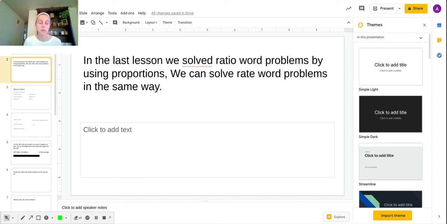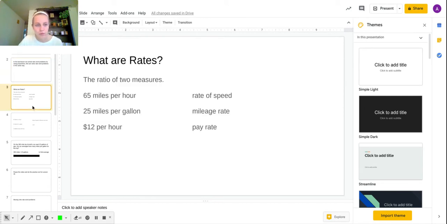We can solve rate word problems in the same way. But first, what are rates? A rate is the ratio of two measures, okay? In ratios, we always have two different numbers. We're comparing two things, right?